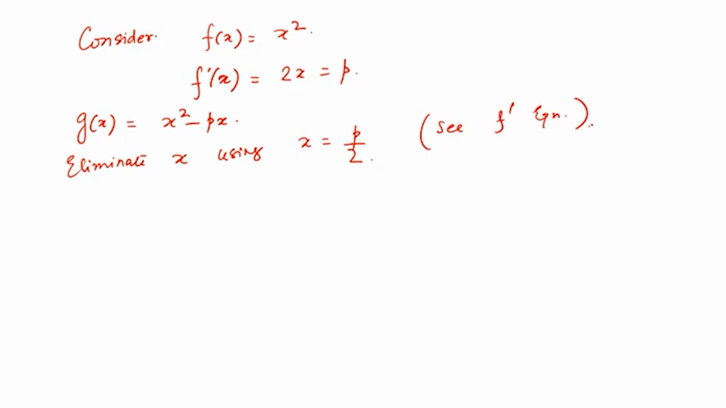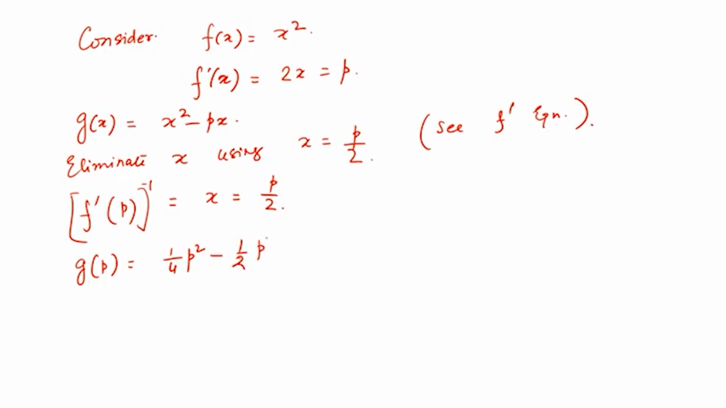Okay. So, if you do that, then the inverse of f prime of p becomes equal to x, which is equal to p by 2, and then g of p is equal to 1/4 p square, because it is x square, the first term, and then minus px, that is minus half of p square, because x is p by 2 and then multiplied by p. So, it is p square by 2, and this is equal to minus 1/4 p square.